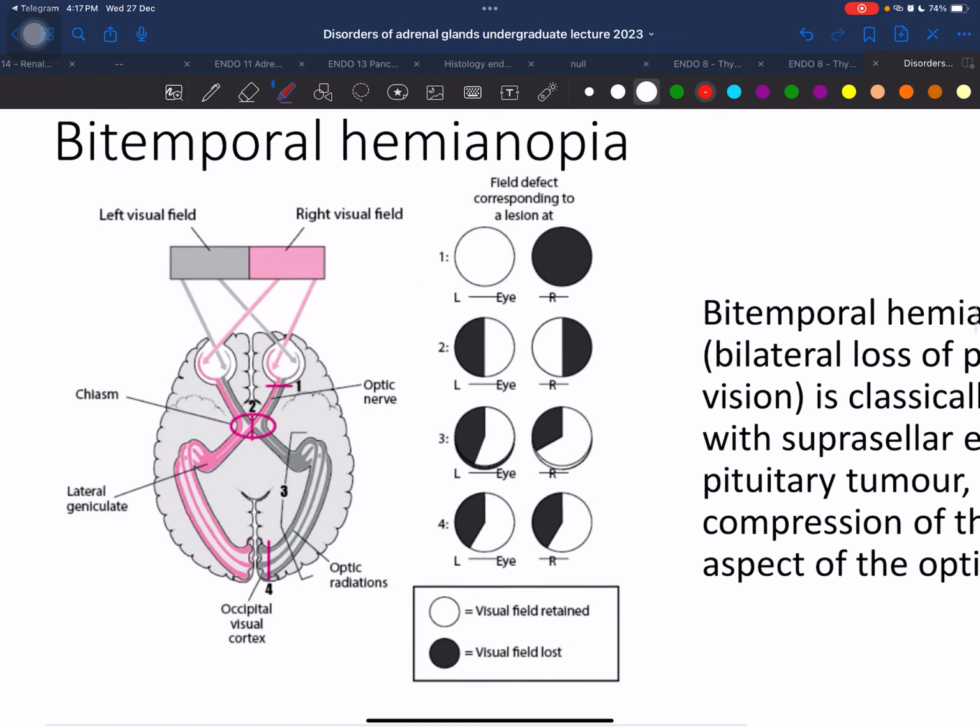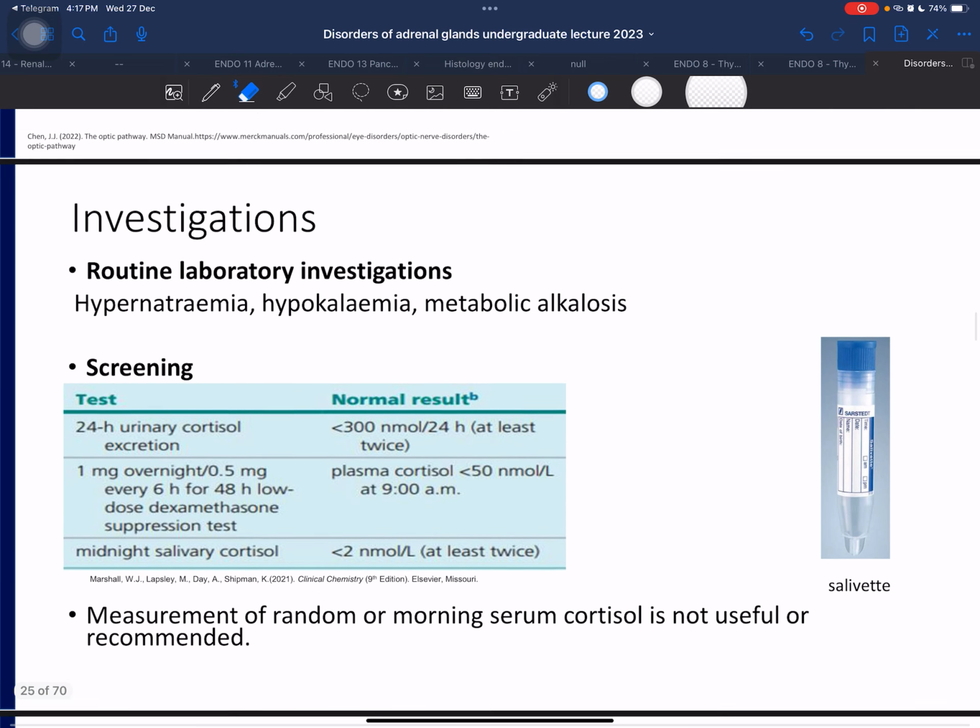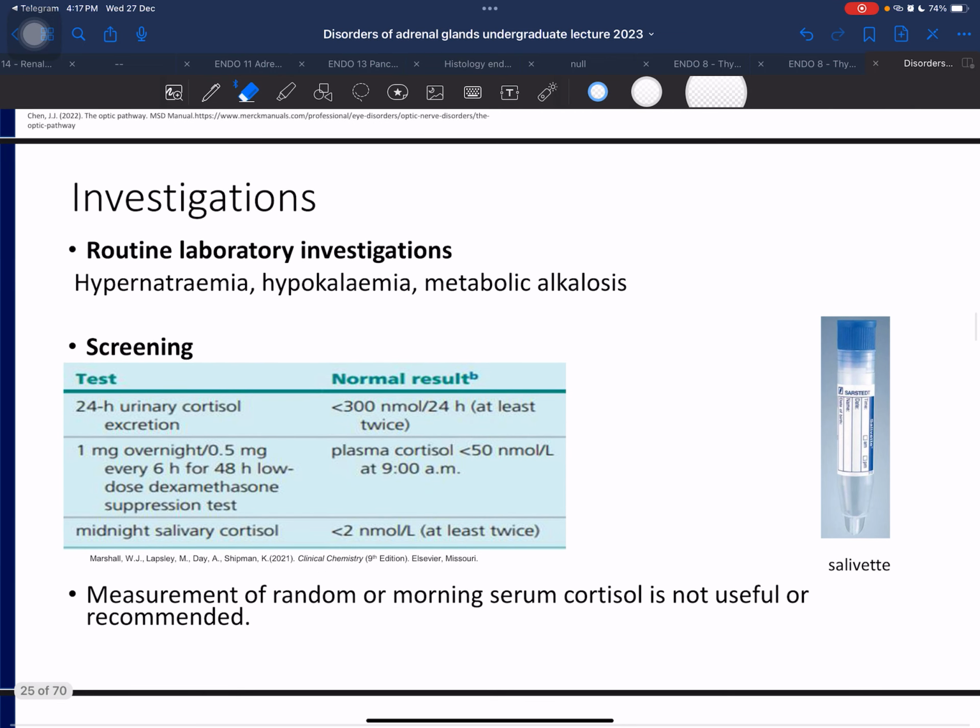Routine laboratory investigations: what you will see is hypernatremia, hypokalemia, and metabolic alkalosis. Why? Because of the mineralocorticoid effect. There is retention of water and sodium in exchange for potassium, and metabolic alkalosis as well.